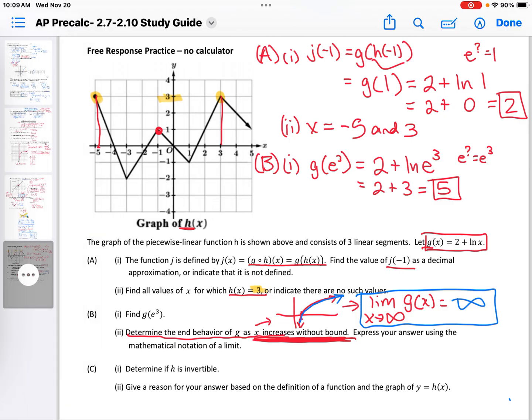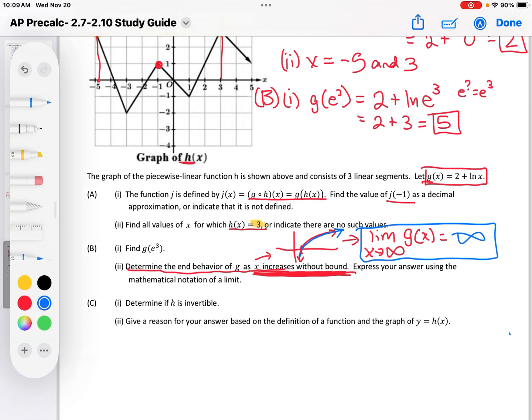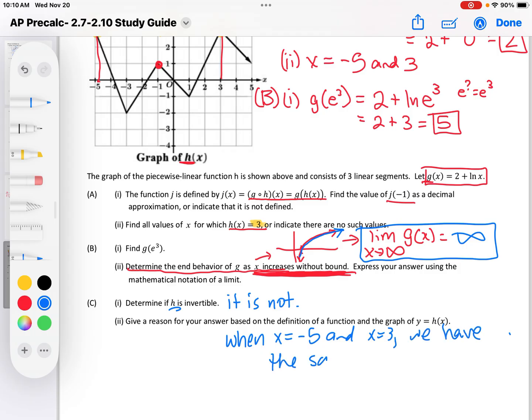All right, part C, last part. Determine if h is invertible. Well, it is not. And the reason for that is, when x equals negative 5 and x equals 3, we have the same output. So h, when inverted, would not be a function.